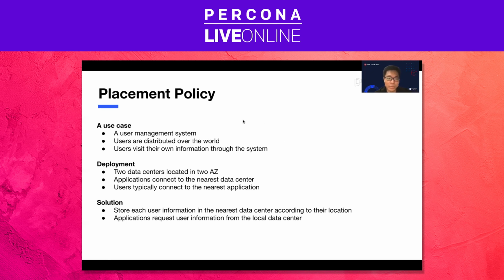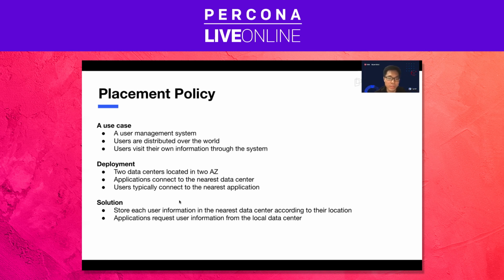Imagine there is a user management system whose users are distributed all over the world. And the users can visit their own information through this system. Here's a typical deployment. There are 2 data centers located in 2 AZs, and each application connects to the nearest data center to reduce latency. Users will connect to the nearest application.